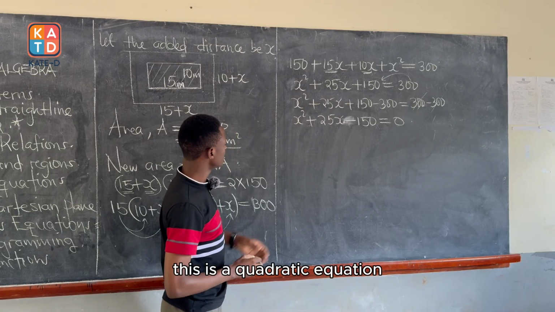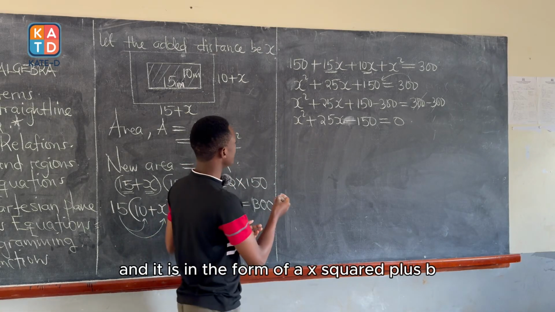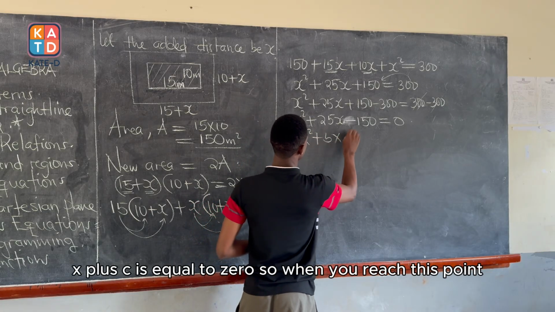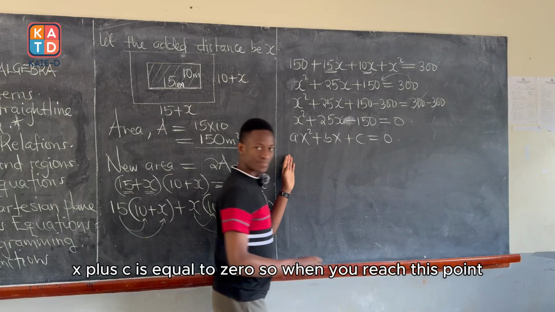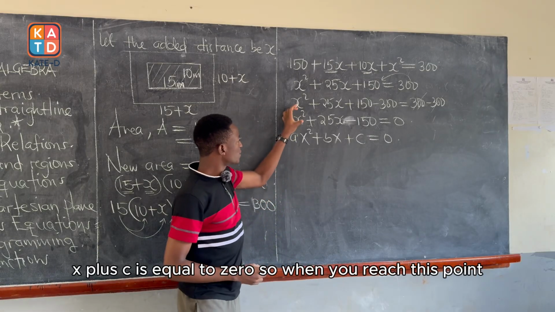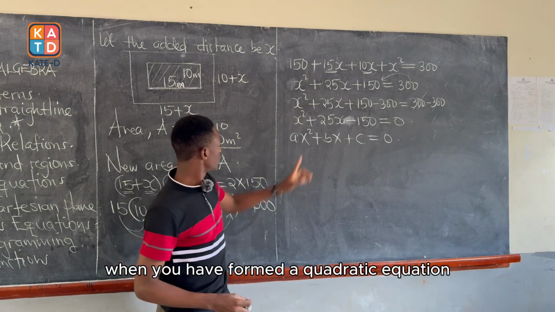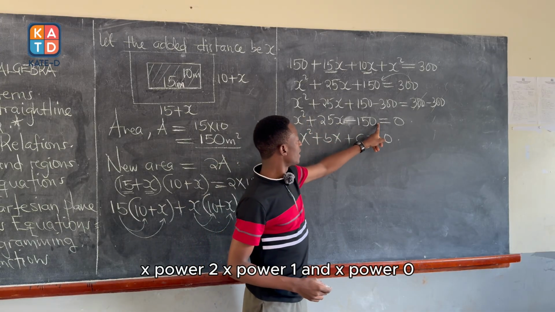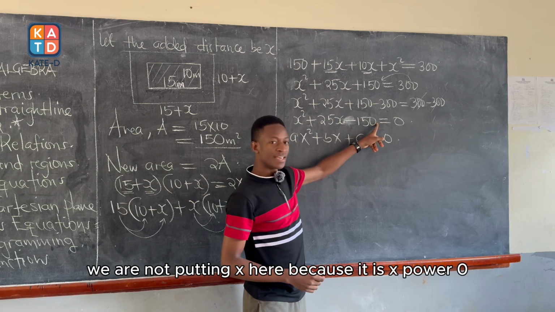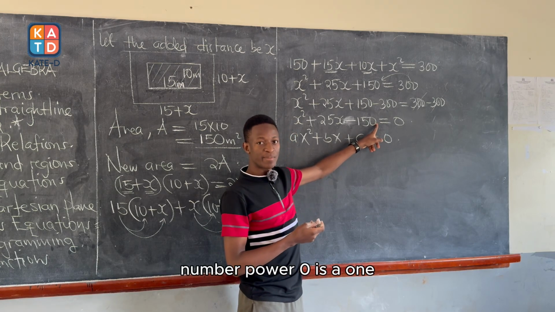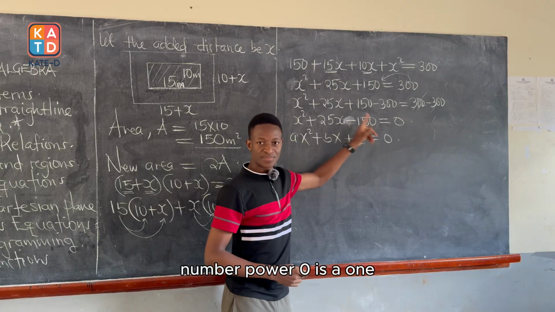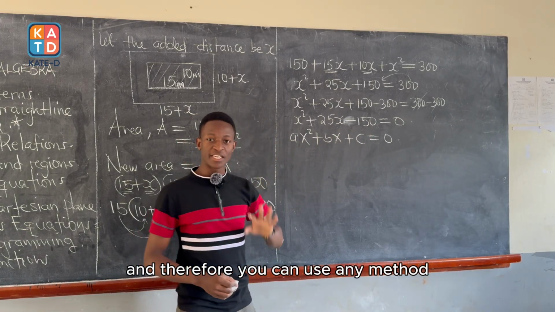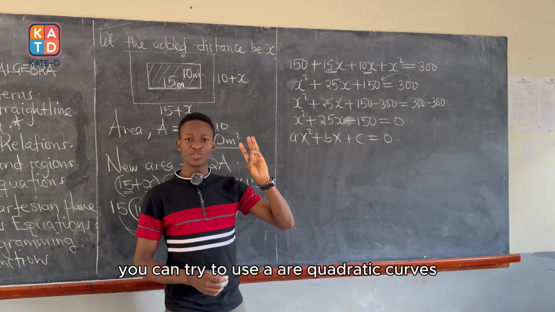So after this, we have a quadratic equation in the form of ax squared plus bx plus c is equal to 0. When you reach this point, you have formed the quadratic equation with x power 2, x power 1, and x power 0. We are not writing x here because it is x power 0; any number power 0 is 1. So this is a standard quadratic equation, and therefore you can use any method.